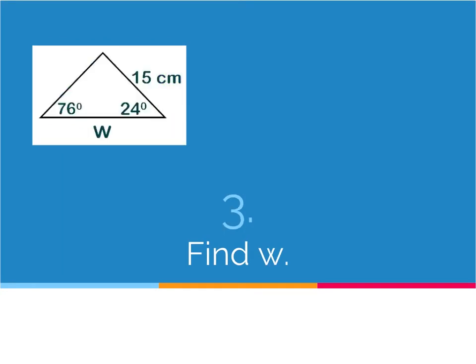In example 3, we are asked to find W, which is a side length. It is not a right triangle, so I'm going to look and I'm going to see that I have angle, angle, side. Since I have angle, angle, side, that clues me in that I need to use the law of sines.